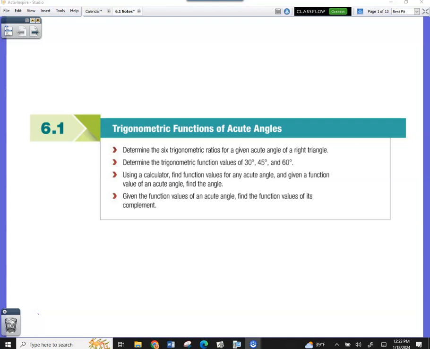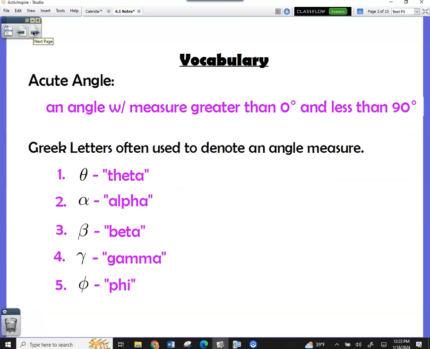6.1 should be the easiest lesson of all because it builds on what we practiced last week with special right triangles. Look at this slide right here. This is a refresh of some vocab. An acute angle is an angle that is less than 90. Technically, it's an angle that measures between 0 and 90. We've always said less than 90.